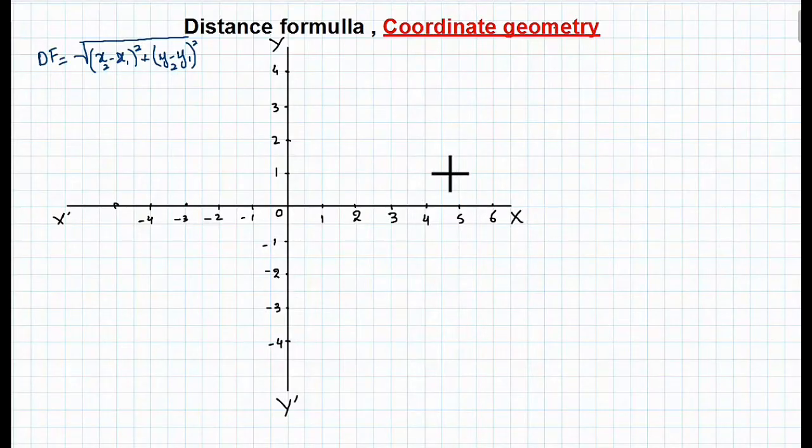In today's class, we will learn about the distance formula of coordinate geometry.